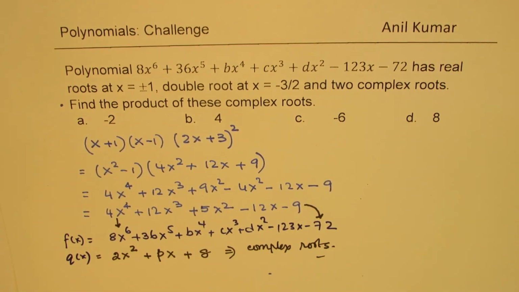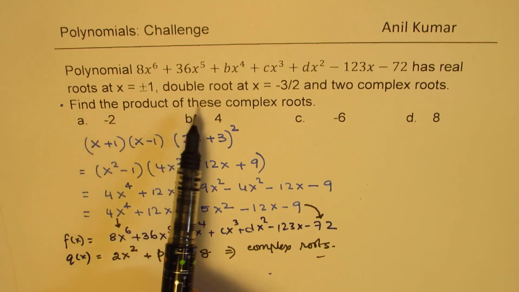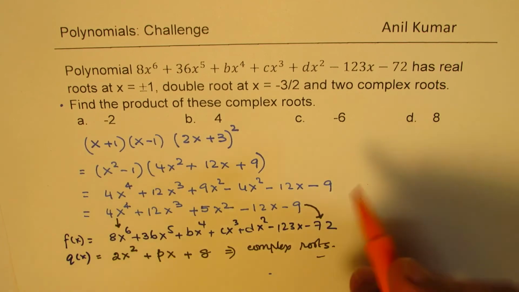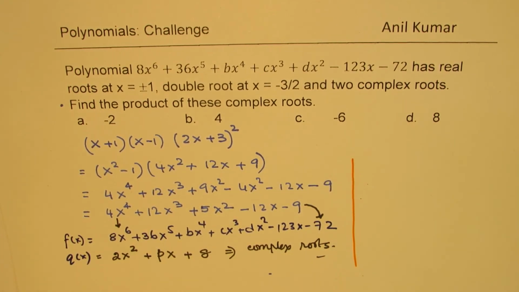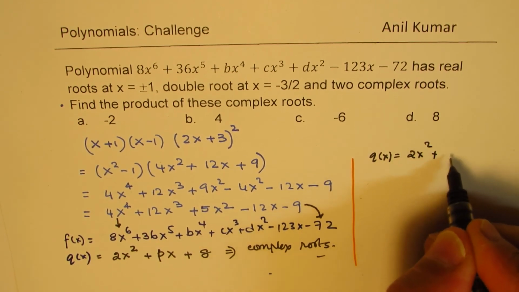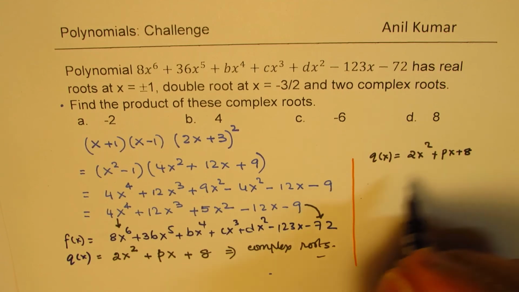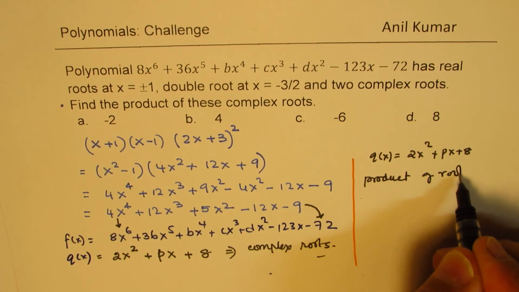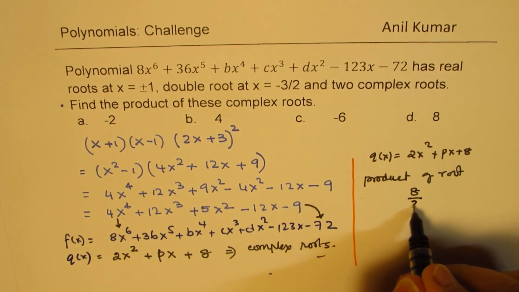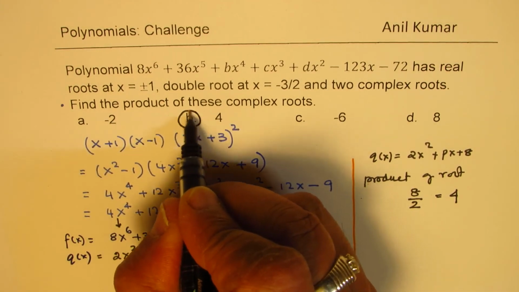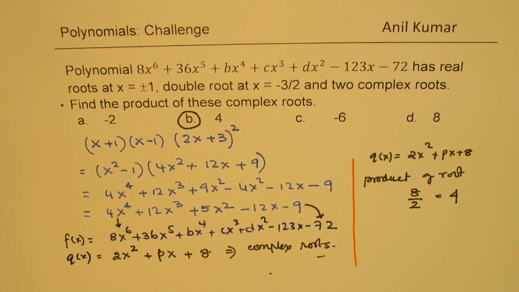Perfect. Now again, the question for us is to find the product of these roots. From this, we know the product of the roots should be c/a, right? So we have the quadratic 2x^2 + px + 8, and therefore the product of the roots is the ratio of 8 and 2, which is equal to 4. And so B is the right option. Does that make sense to you? That is how we are going to solve this particular question.